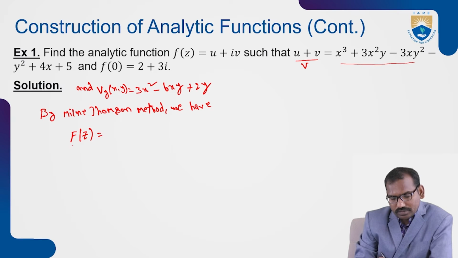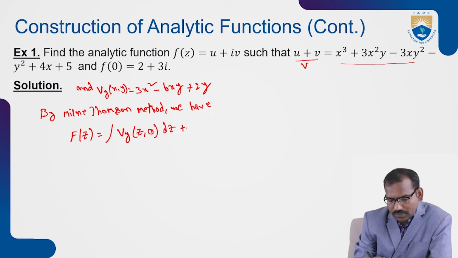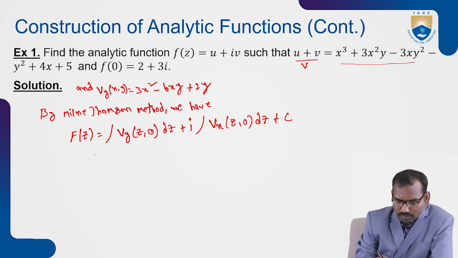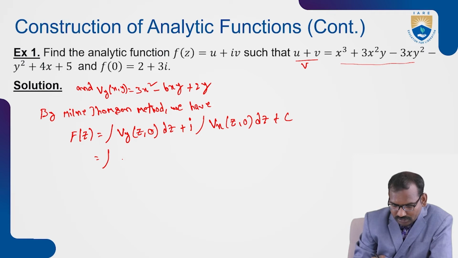Okay. So capital F of z is the integral of capital V sub y, where x is replaced by z and y replaced by 0, dz, plus i times the integral of V sub x. In V sub x, we have to replace x by z and y by 0, dz. This is the arbitrary complex constant c. So I'm going to write the integral.